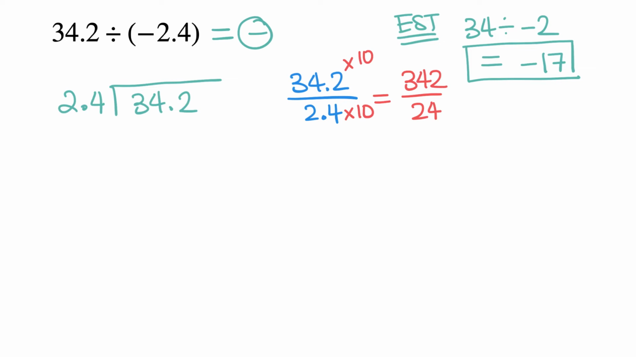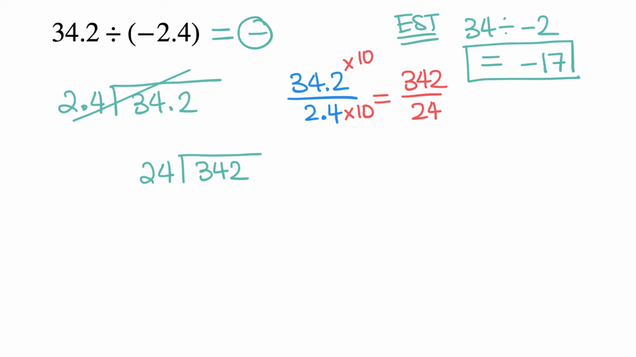So now that I have whole numbers here, it's a lot easier. And this is okay because they're just equal fractions. They're just proportional. So when I divide them, they're going to give me the exact same answer. So instead of doing the problem I have up here, I'm going to have 24 on the outside and 342, and now do my long division.